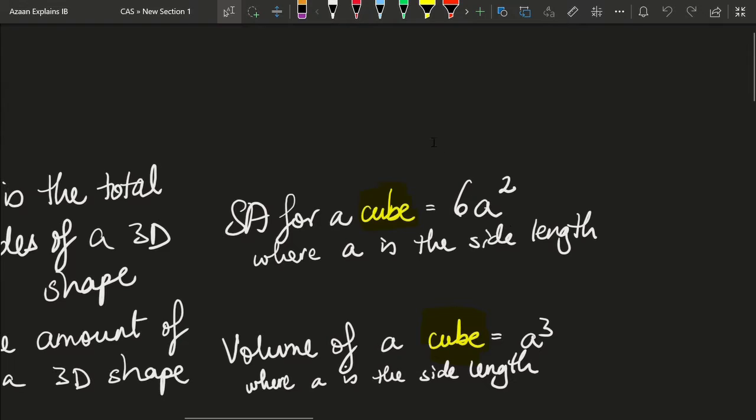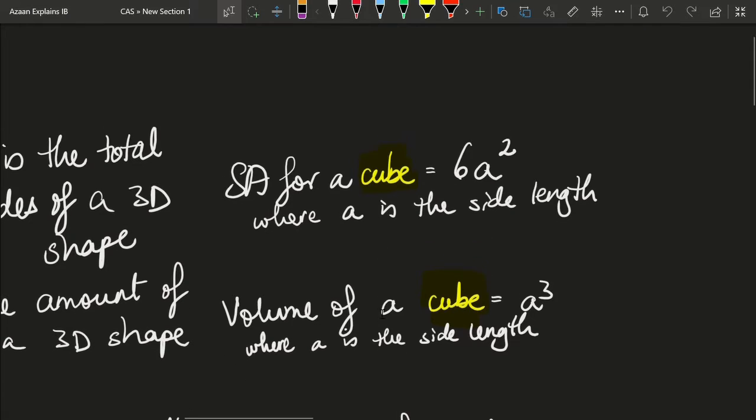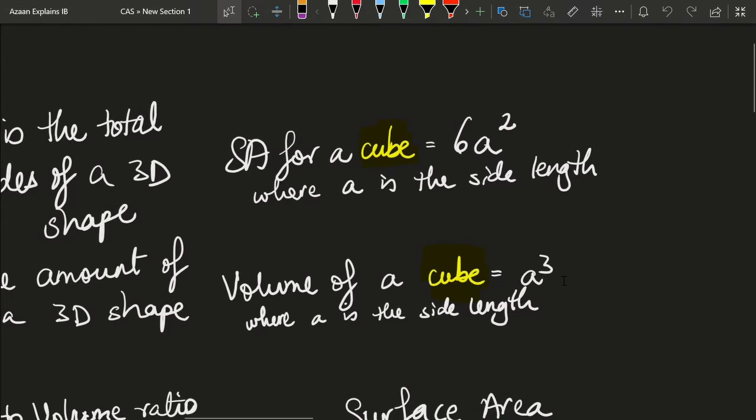For example, surface area for a cube, as questions are usually about cubes, is 6a squared, where a is the side length of the shape. The volume of a cube would be a to the power of 3, or a cubed, where a is the side length of the shape.